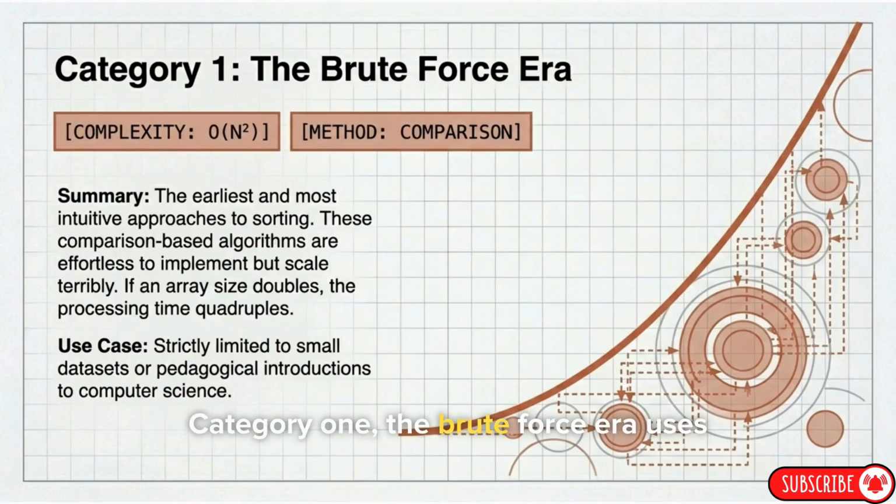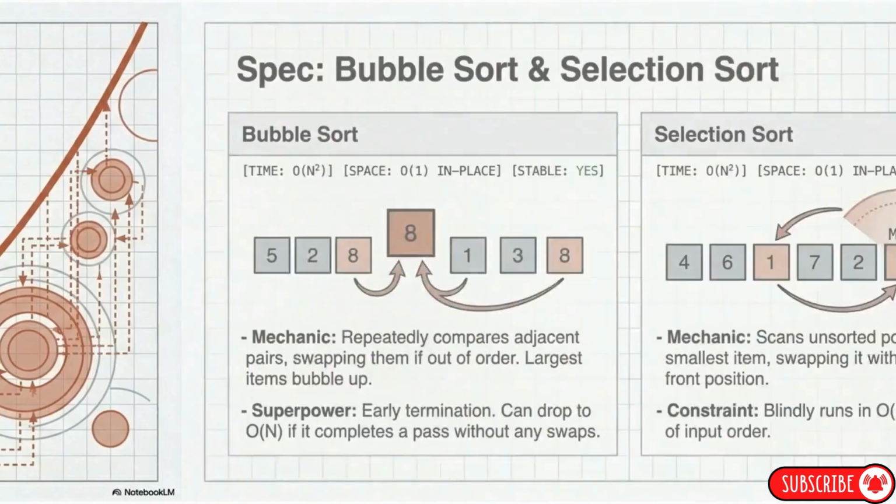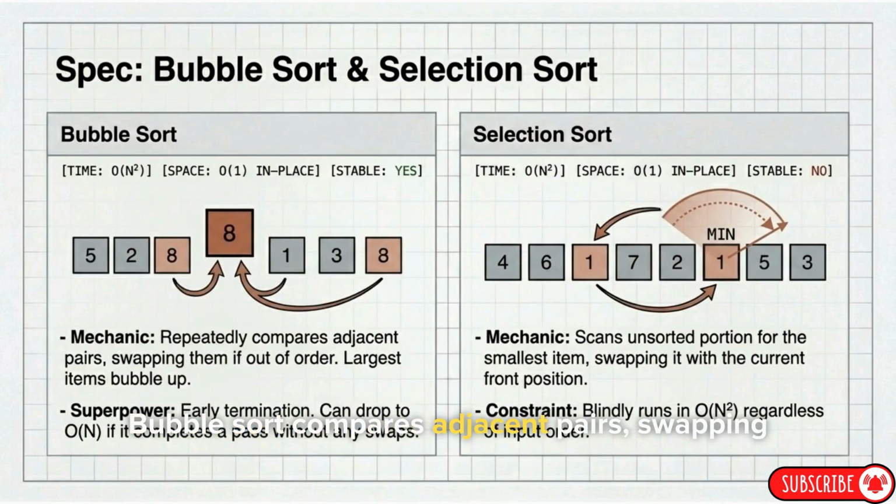Category 1, the brute force era, uses comparison methods with O(n squared) complexity. These are intuitive, but scale poorly, strictly limited to small datasets. Bubble sort compares adjacent pairs, swapping them if out of order, and can achieve O(n) if the array is nearly sorted. Selection sort scans for the smallest item, swapping it to the front, and blindly runs in O(n squared) regardless of input order.